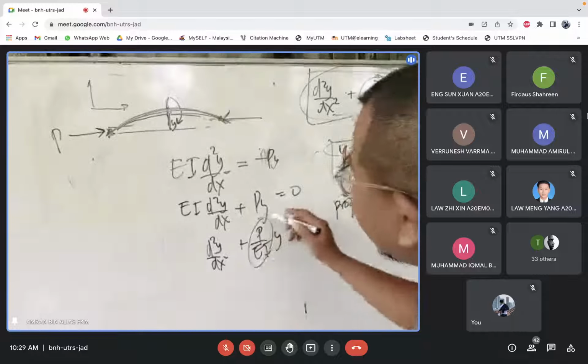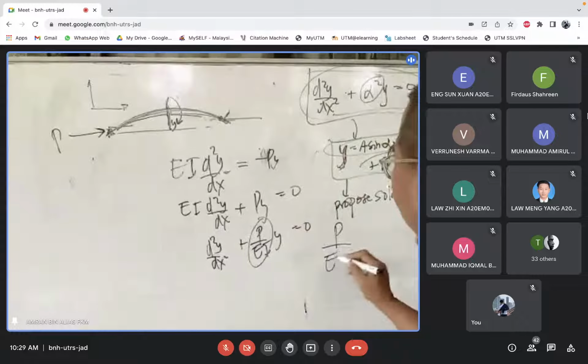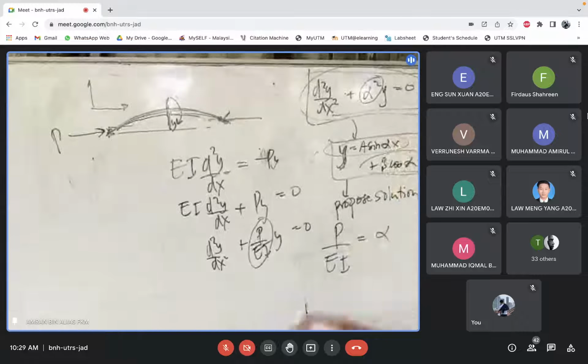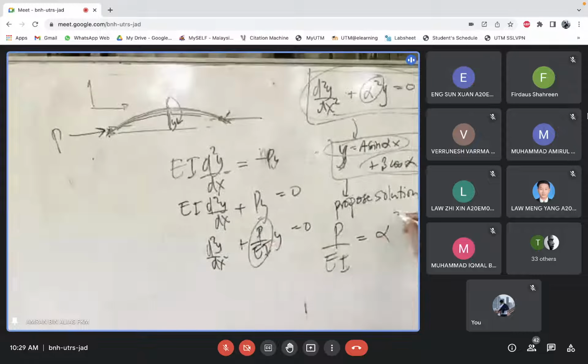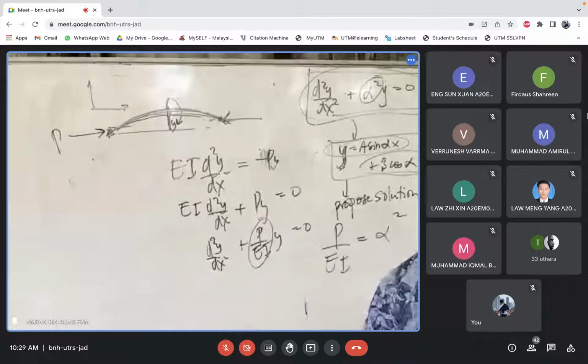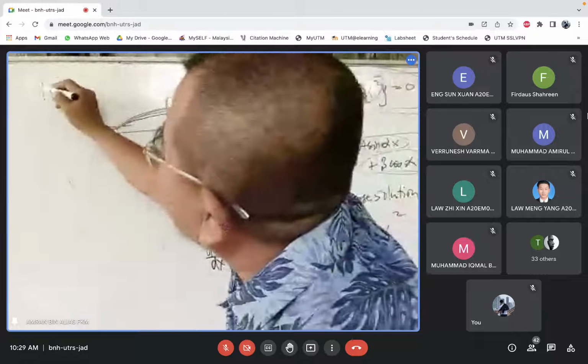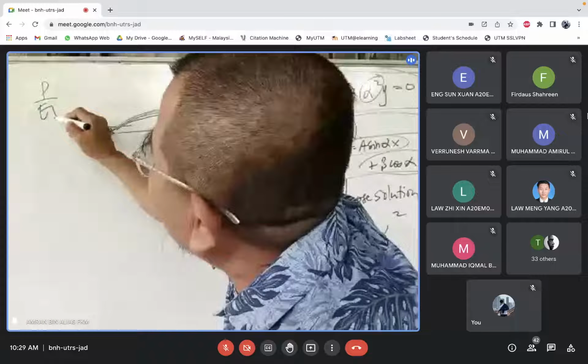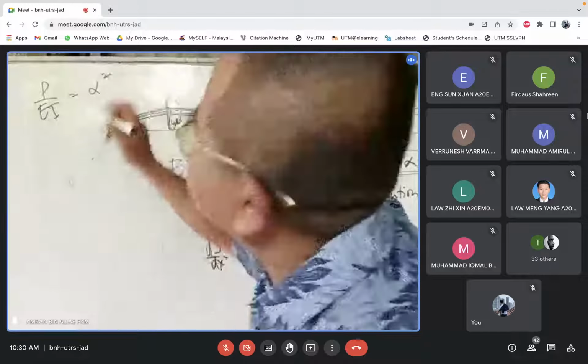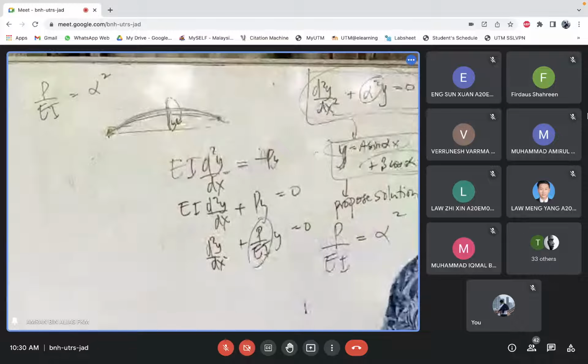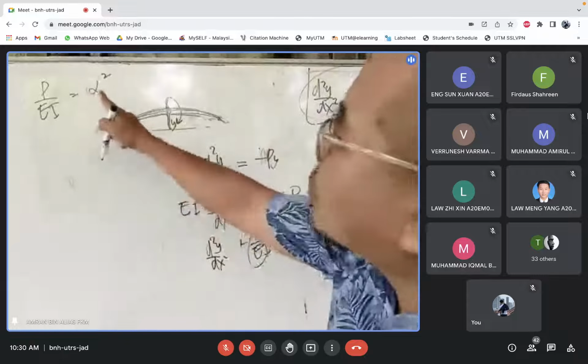So this one, P divided by EI, must equal to alpha square, correct? Yes, alpha square. This is interesting. Then just put it aside there. P over EI is equal to alpha square.